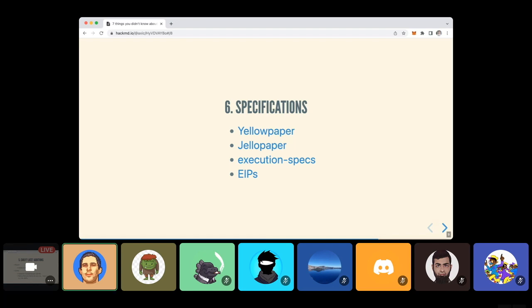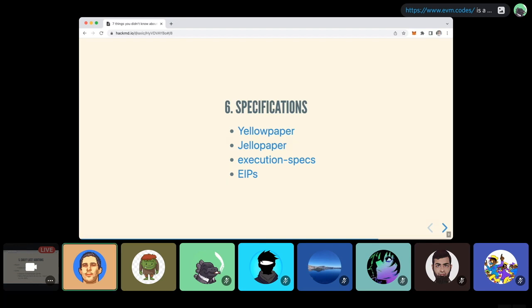And I would imagine now, as of this year, EVM.codes would be the number one resource people would just use to look up instructions. It is a great resource. It definitely has everything accessible easily. But if you want to get down to the core of the semantics and all the edge cases, the yellow paper is a much better source.